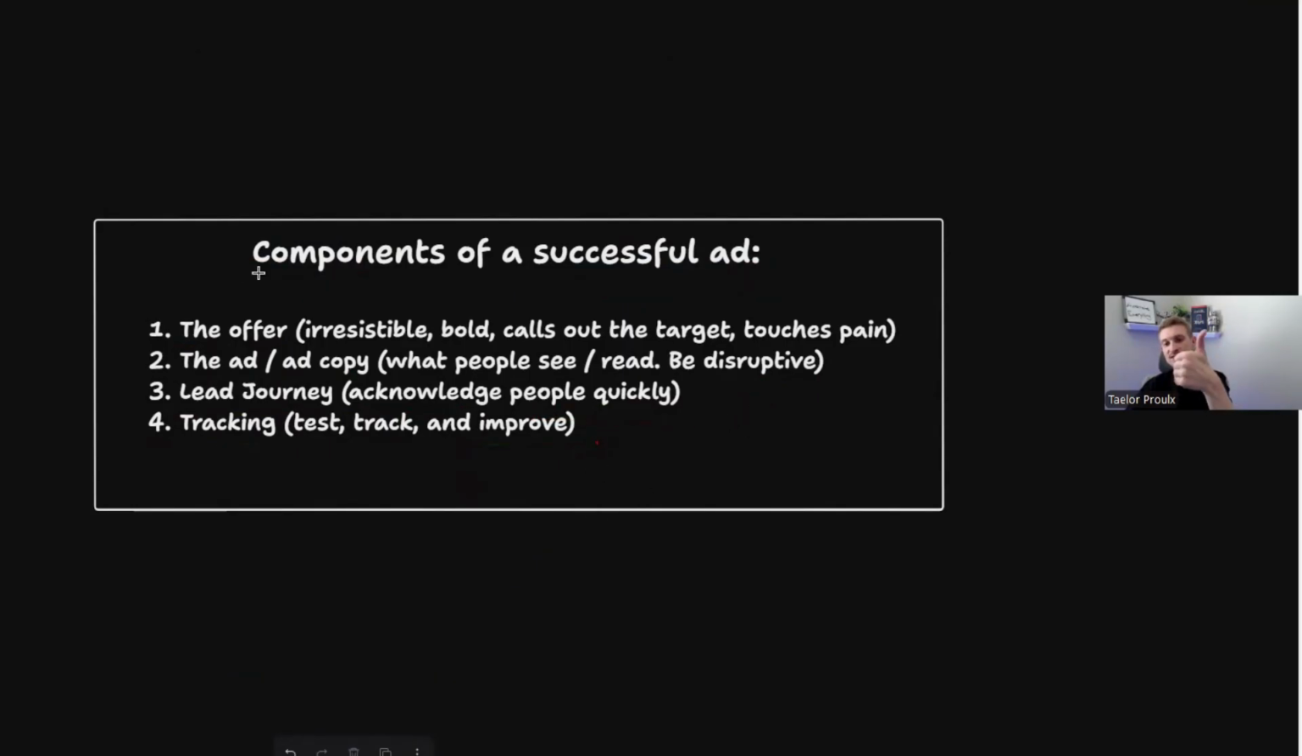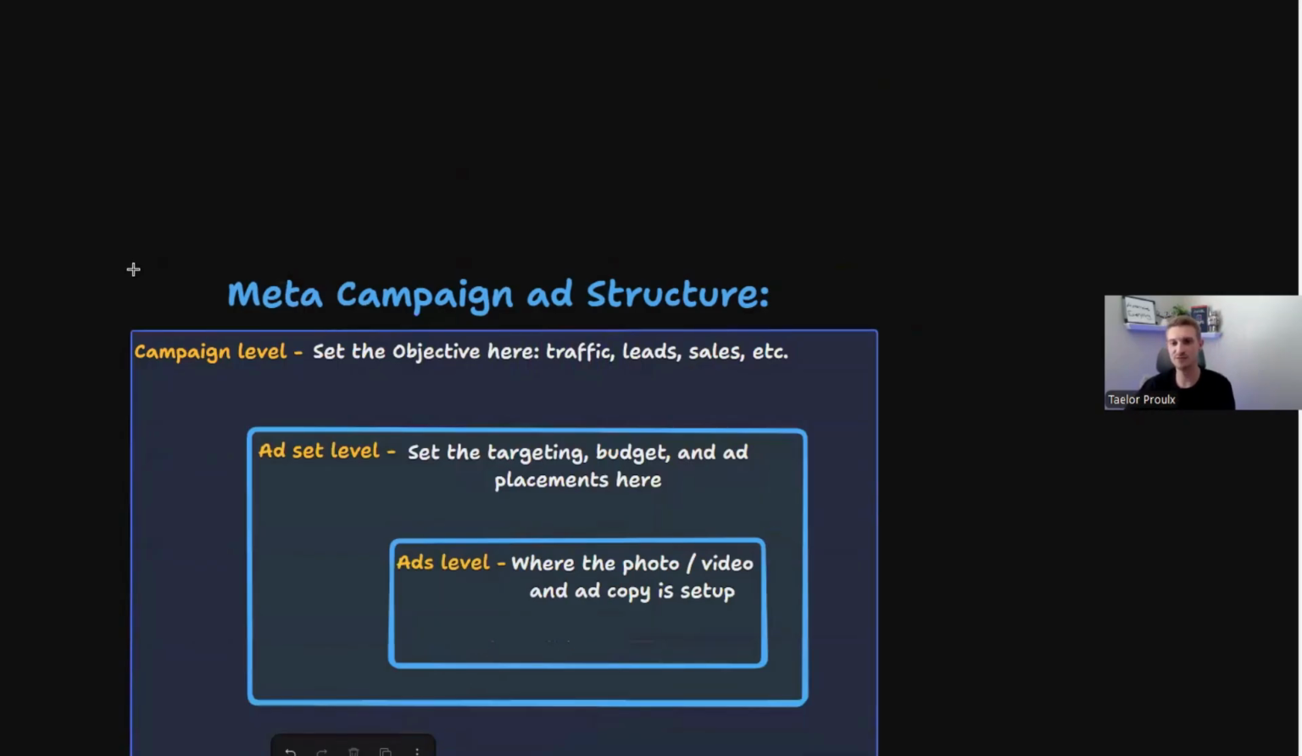All right. So if you set up the components of a successful ad, which is the offer, making sure it's irresistible, it's bold, it calls out the target of who you're looking to help or service, and it touches their pain, whatever that is, and you have a very well put together offer that speaks to a specific individual, your ad will convert. Make sure that is all set up and then the ad copy is congruent, meaning what people see and what they read makes sense and it's congruent. You will have a very successful ad.